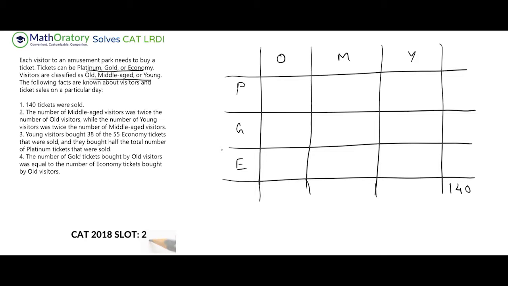Second point tells us the number of middle-aged visitors was twice the number of old visitors. So it's relating the total of old and total of middle-aged. That should be in the ratio 1:2. And it carries on and says that the number of young visitors was twice the number of middle-aged visitors. So corresponding to this, the number of young visitors will be twice of this. So we can combine this ratio straightforward. So this is 1:2:4, right?